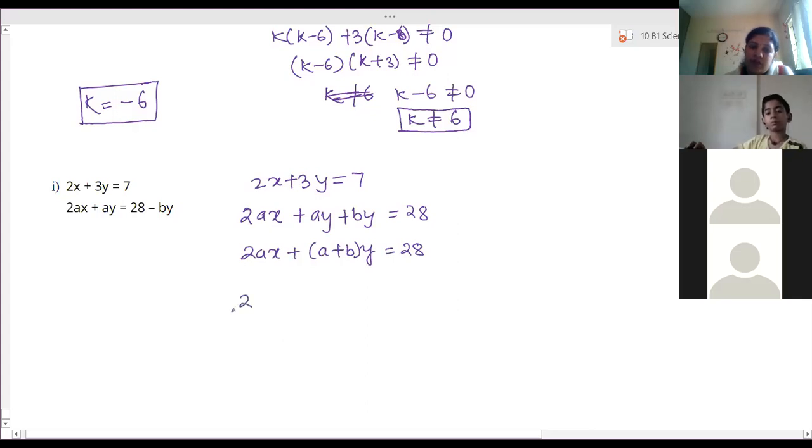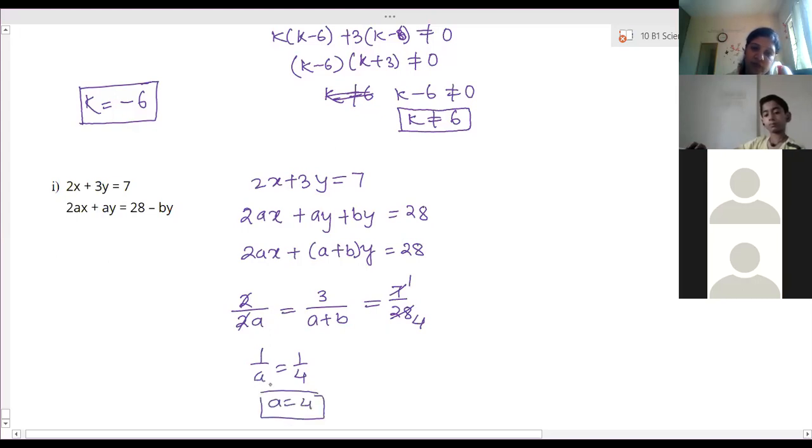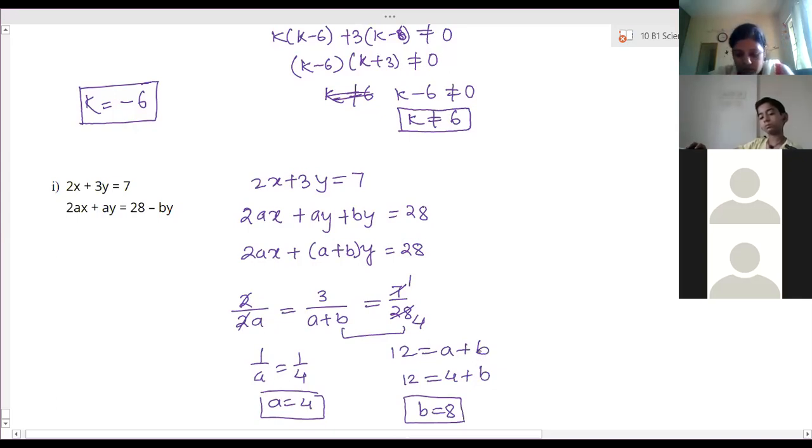So a1 by a2 is 2 by 2a, is equal to 3 by a plus b, is equal to 7 by 28. 7 ones are 7, 7 fours are 28. 1 by a is equal to 1 by 4. So the value of a is 4. And equating 12 is equal to a plus b, 4 plus b is equal to 12. So b is equal to 8. Clear? Yes, ma'am. Okay, ma'am.